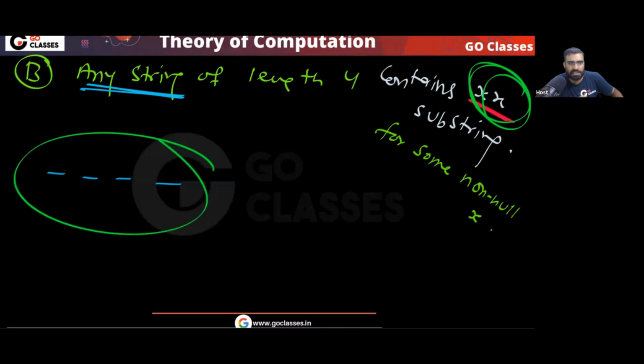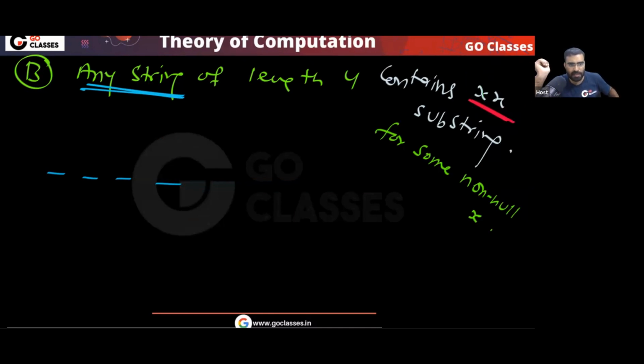Okay, let's focus on the second position. Either this position can be A or this position can be B, agree with me? Because your sigma is equal to A comma B. Now if this position is A, can I put A here? If I put A here, then I will get XX. So here I cannot put A, so I have to put B.